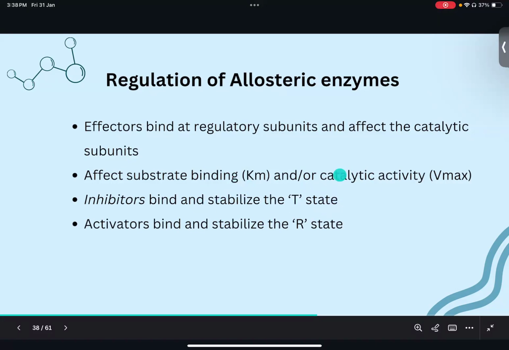As we said, the T state is the inactive state of the enzyme, okay? The opposite happens for activators, where they will bind and change the configuration of the active sites so that it facilitates the binding of the substrate, okay, and stabilizes the R state.